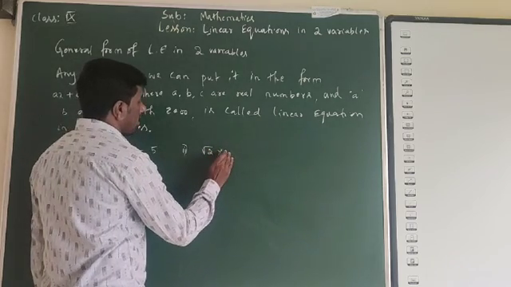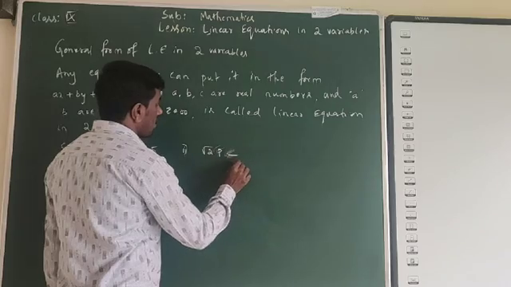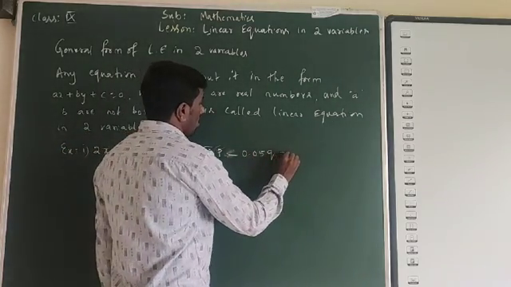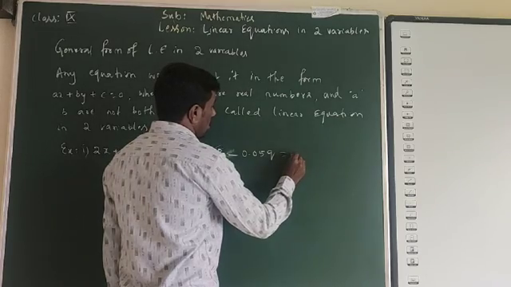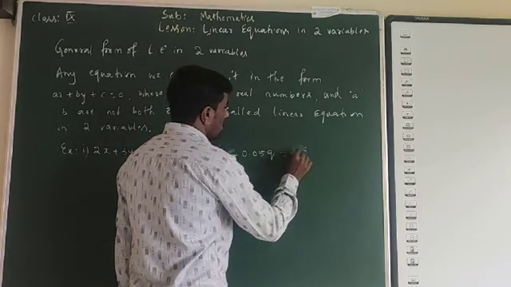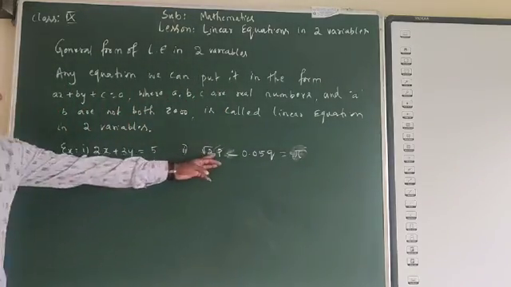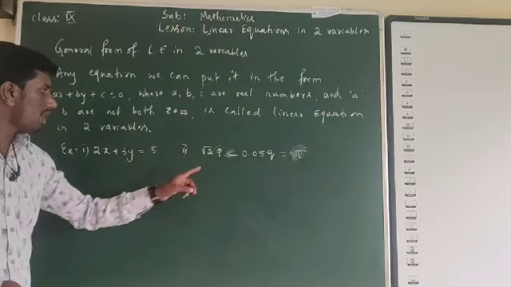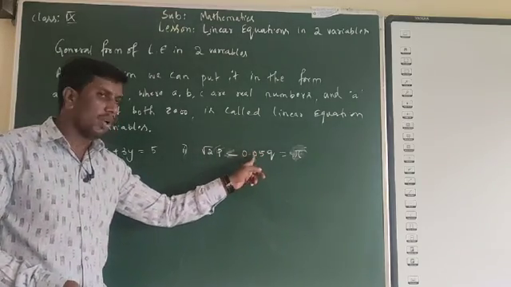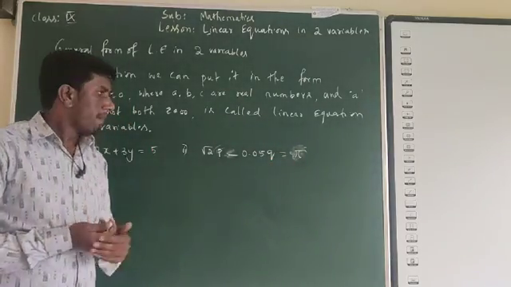Root 2p plus or minus 0.05 q is equal to 5. Okay, this is also a linear equation in two variables. What are the two variables here? P and Q. You can observe that root 2 is a real number, 0.05 is also a real number, pi is also a real number. We have studied about real numbers, right?